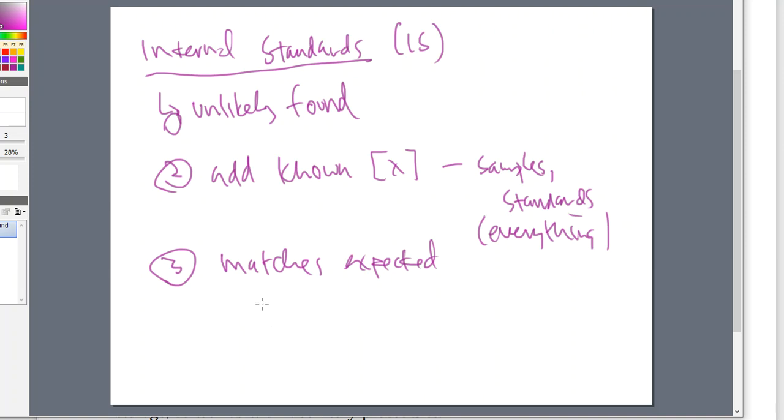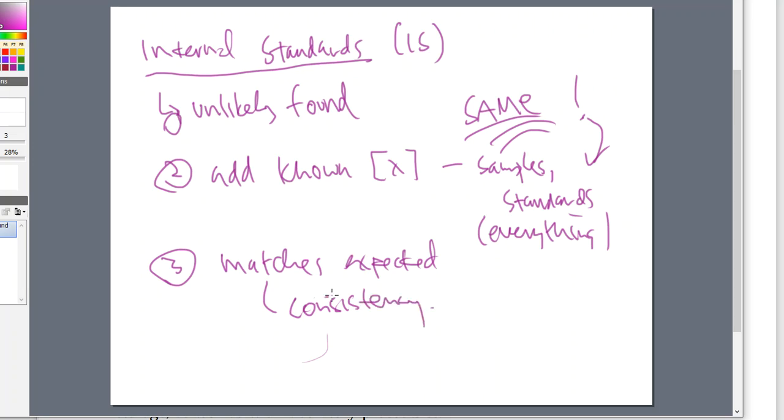Because it is the same amount that gets added to everything, we are looking for consistency here. That is what we're after. Well, consistency of what, right?